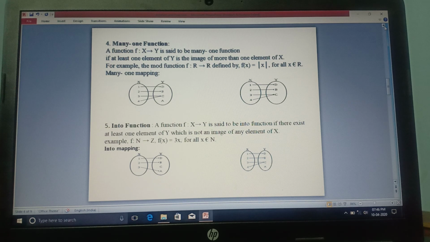I hope all of you understood the definition of function and its various types.